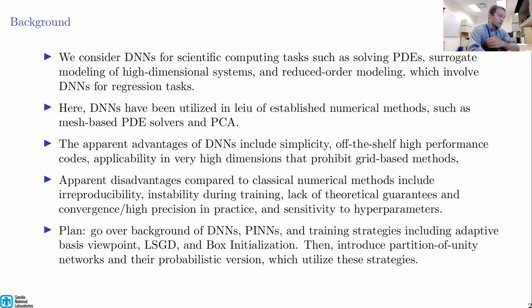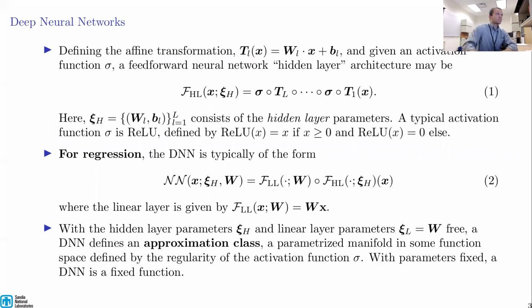So the plan in the first half of the talk, we're going to go over a bunch of topics, the notation and some of the training strategies. So adaptive basis viewpoints, least squares gradient descent, and box initialization. That'll probably be very familiar to you if you've been working with us on FLMs. So I apologize if you've seen all that stuff before. But in the second half, we'll talk about POU networks and the probabilistic version, which utilize those strategies. So once we go over that, we can just jump right into POU nets.